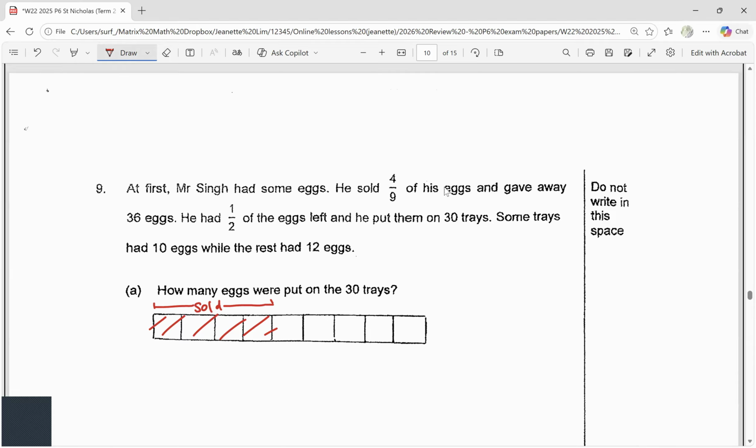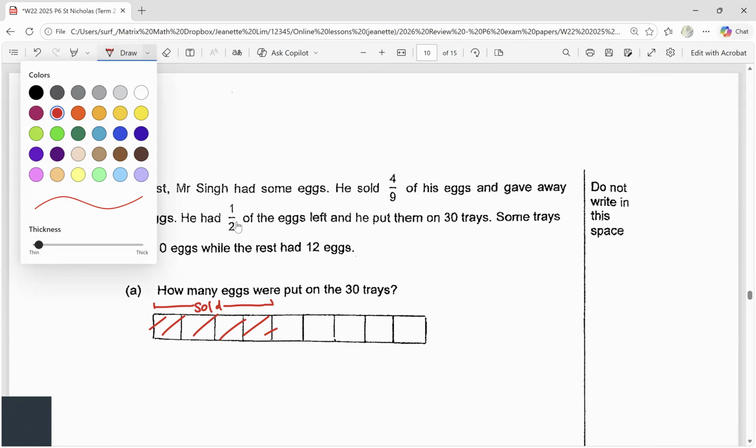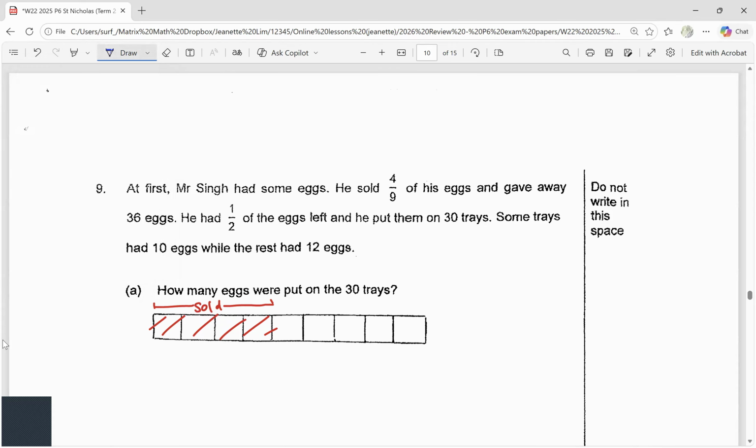So he gave away 36 eggs and had half of the eggs left. What is half? If you have 4/9 sold, half would be like 4.5 units. Yeah, let me use this. This is half. Okay, your total 9 units, that is half. So this is left. And where is the 36? The 36 is over here.